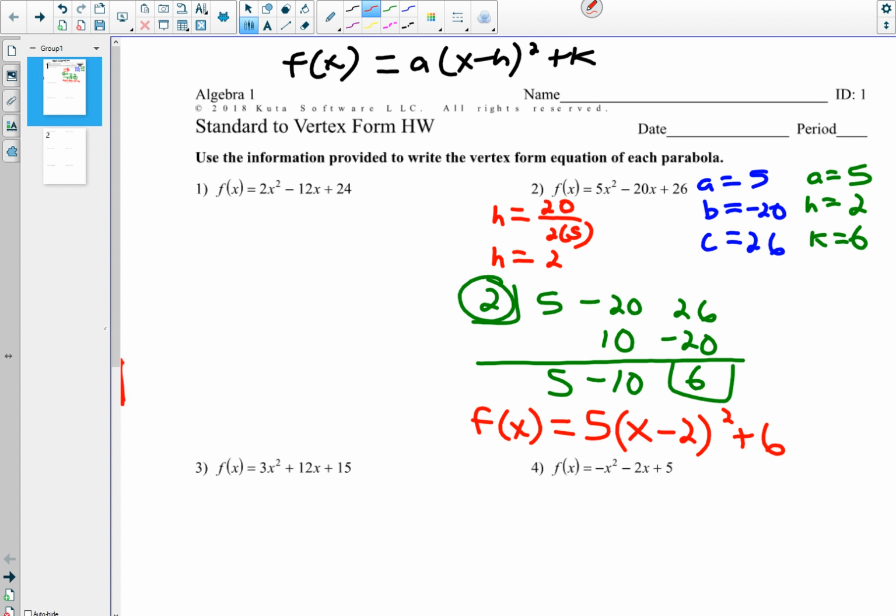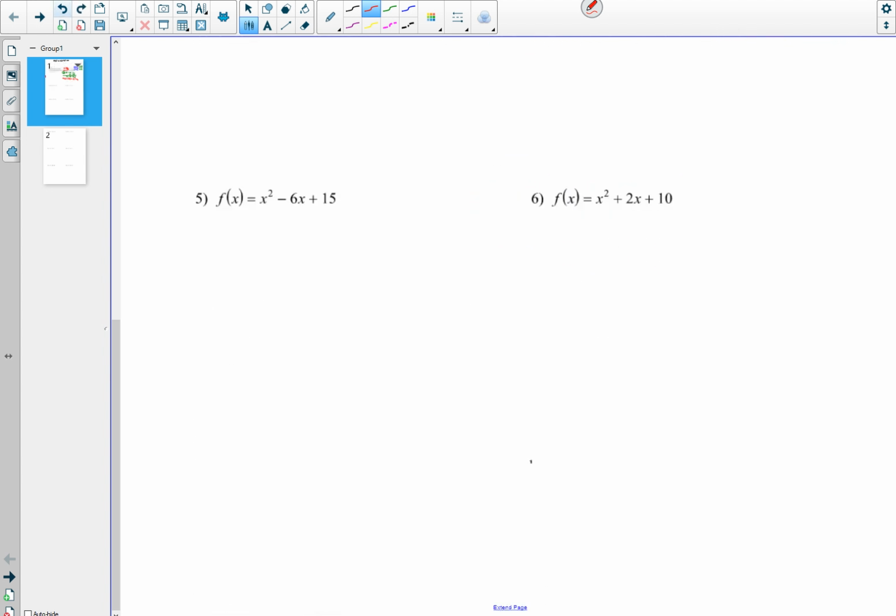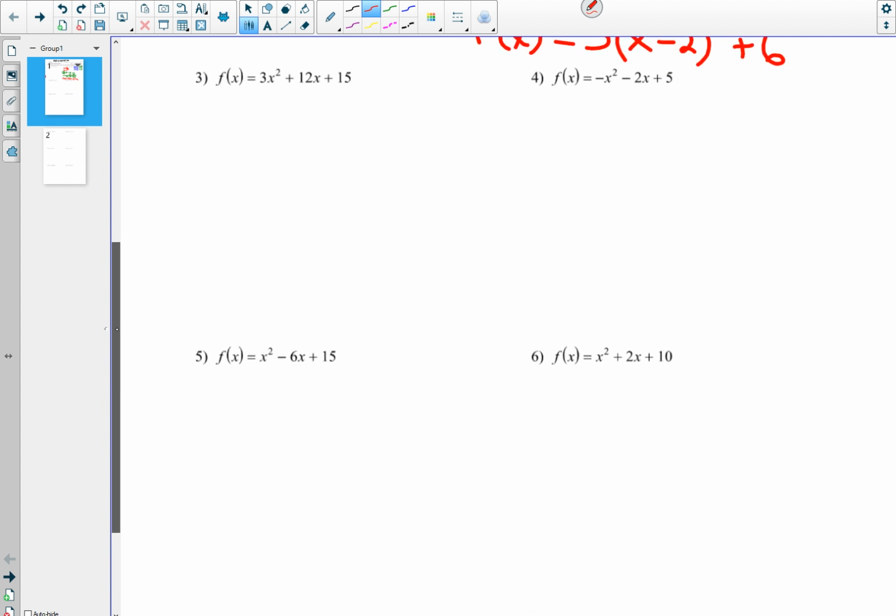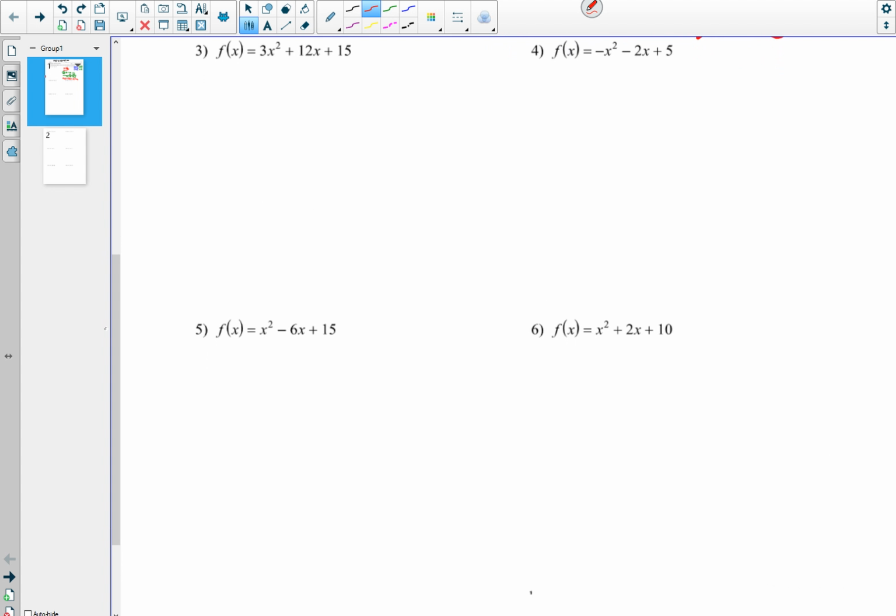All right, see if you can do number 3. Raise your hand when you got it. Give me that function in vertex form.